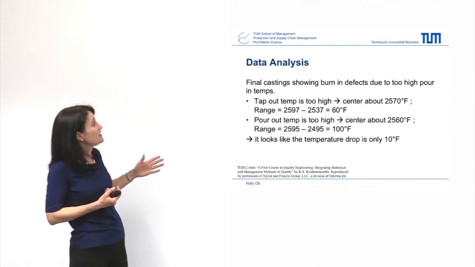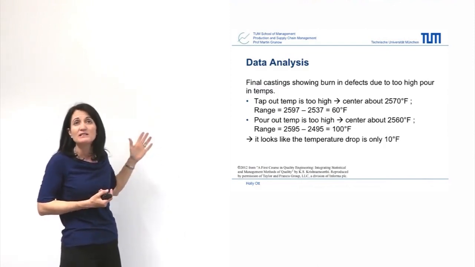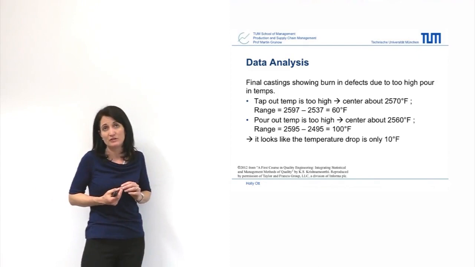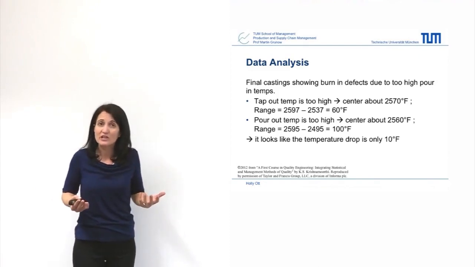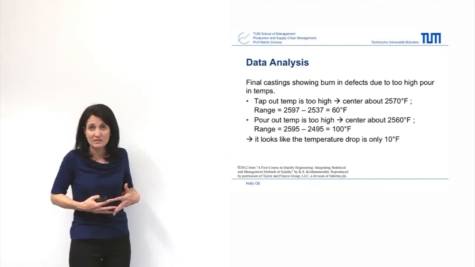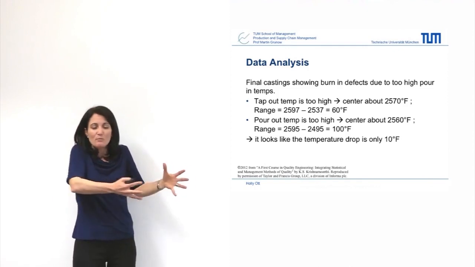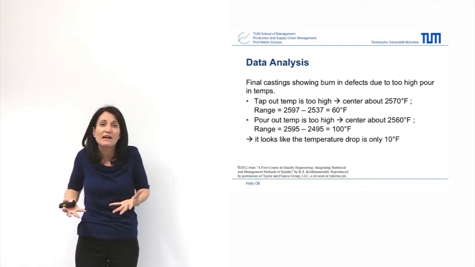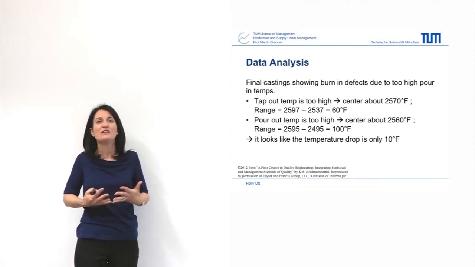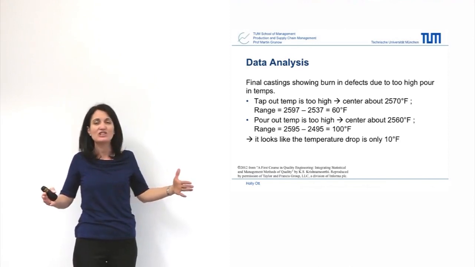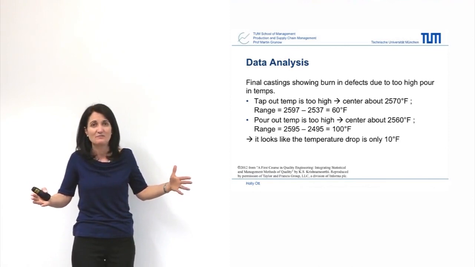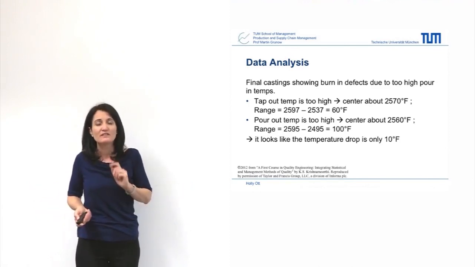So, just to summarize our data one more time. We're getting burn-in defects due to too high pouring temperature. The tap-out temperature is centered at about 2,570 degrees Fahrenheit with a range of about 60 degrees Fahrenheit. Once this molten metal travels, it comes to the pouring phase, and it's also too high. It's centered at 2,560 degrees, which means that this initial estimation of 20 degrees drop is too high. It should be more like 10 degrees. And so that's the first thing that's wrong.